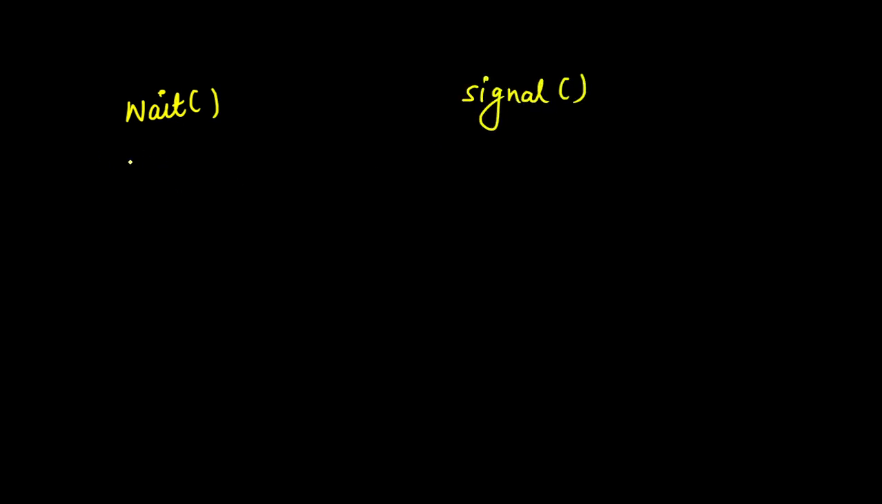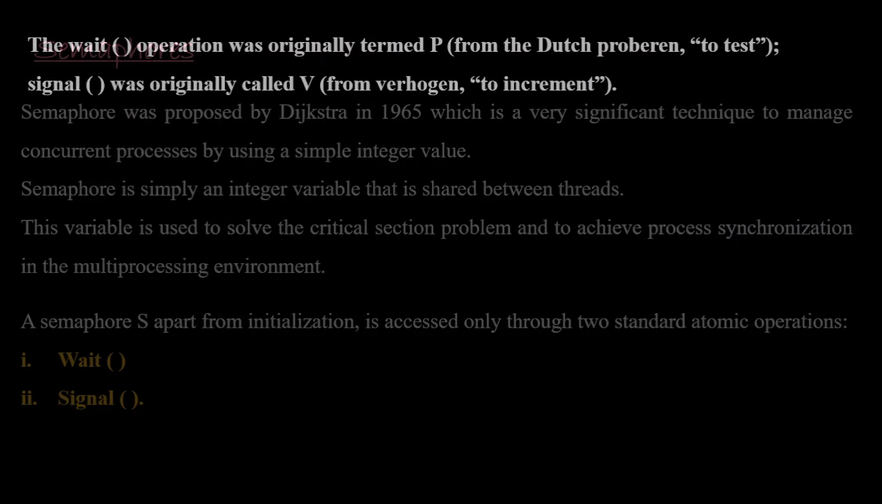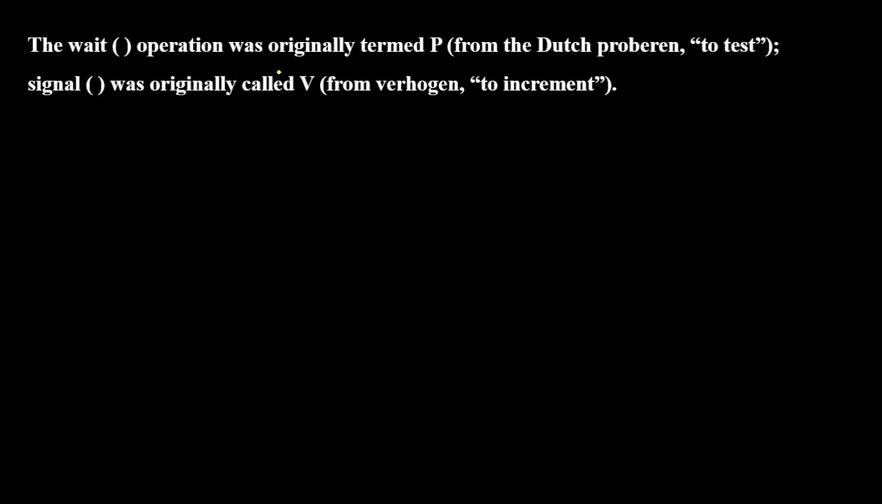ठीक है, so wait को हम decrement भी बोलते हैं and signal को हम increment भी बोलते हैं. Okay, so now what is it basically? If you see, the wait operation was originally termed P. So you have to remember this कि wait जो है उसको आप P से भी denote करते हो, that is from the Dutch proberen, that is to test. And signal को हम V से denote करते हैं, that is verhogen, that is to increment.